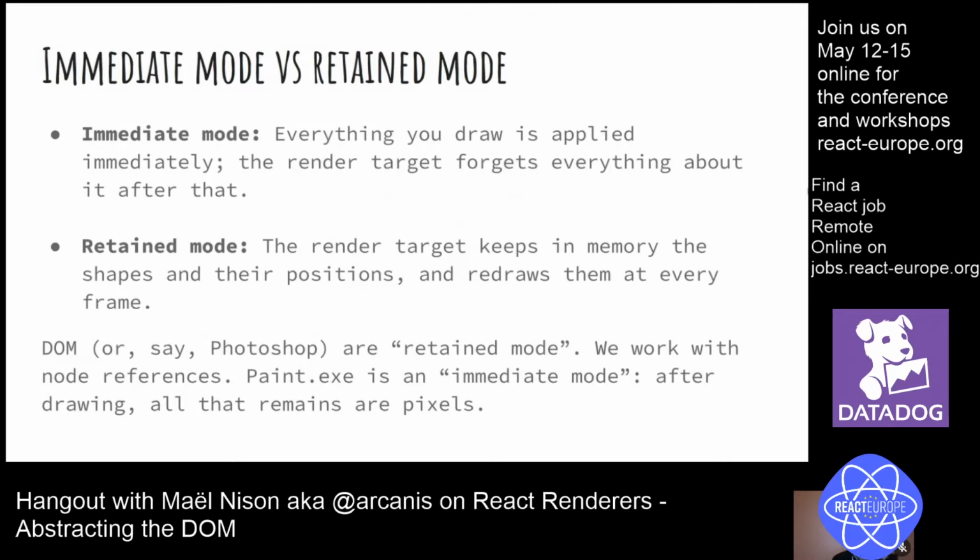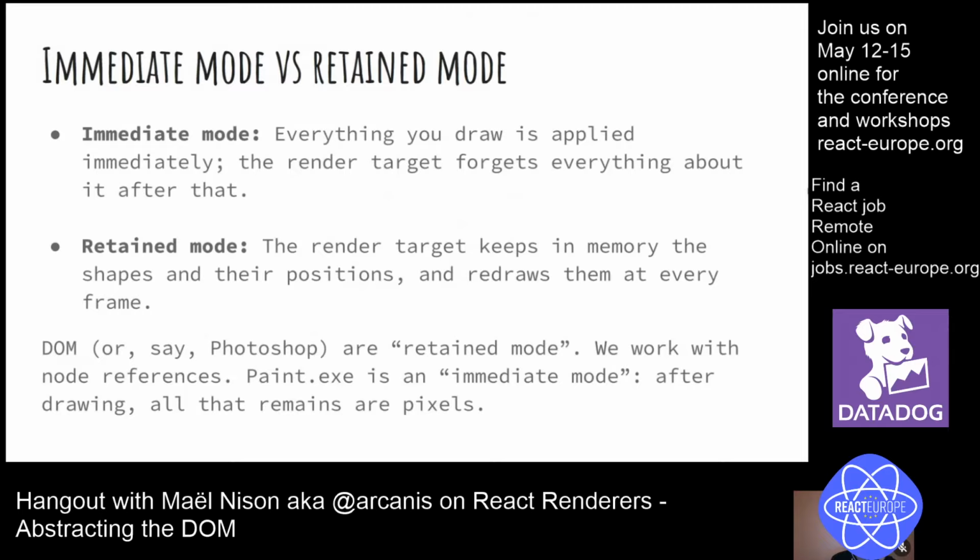So in immediate mode, everything you draw on a target is applied immediately. Then the render target will forget everything about what you've just drawn. So for example, if we take Paint, the application Paint, where you can draw pixels, it is an immediate mode because everything you draw is transformed into pixels and the software doesn't remember anything about an actual shape. You cannot resize just the shape that you've drawn. You need to redraw on top of it.